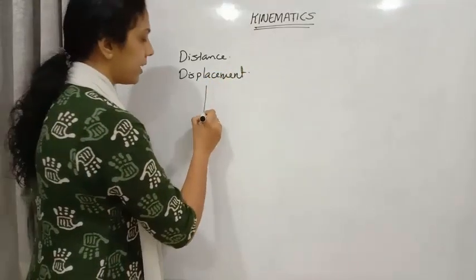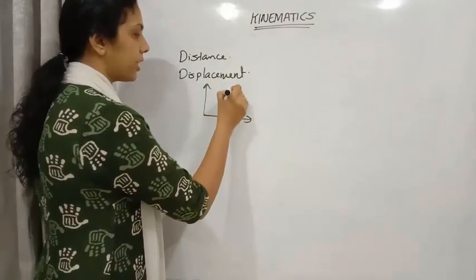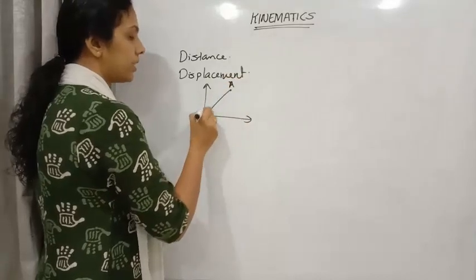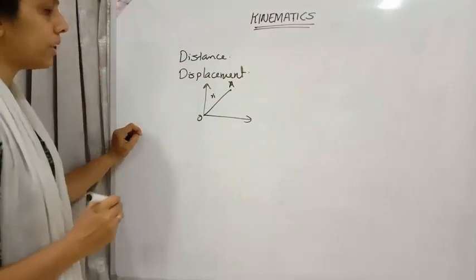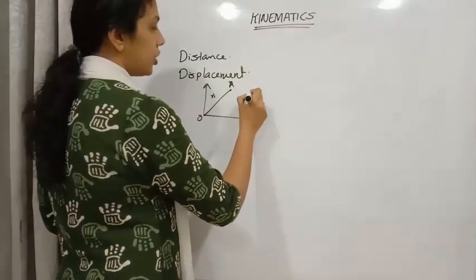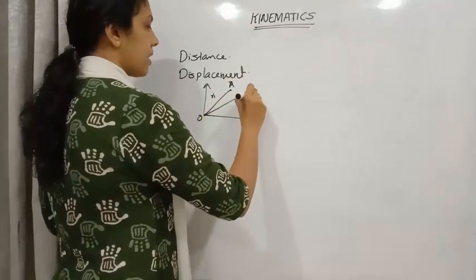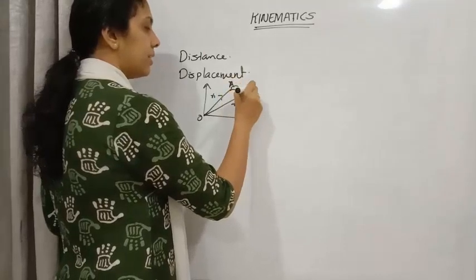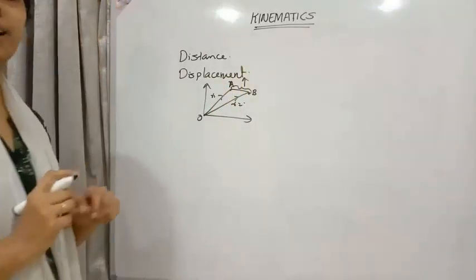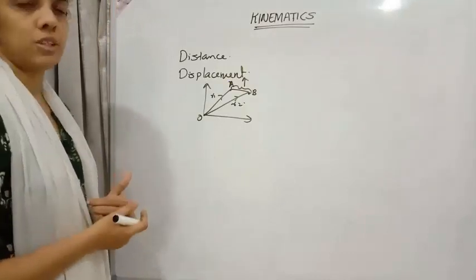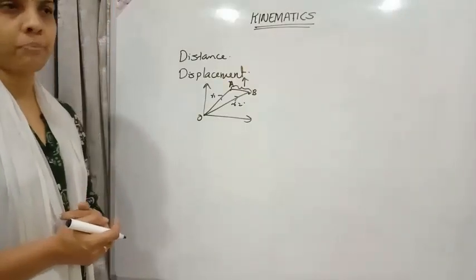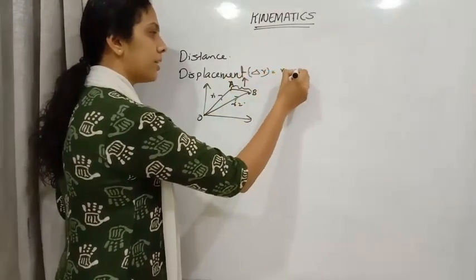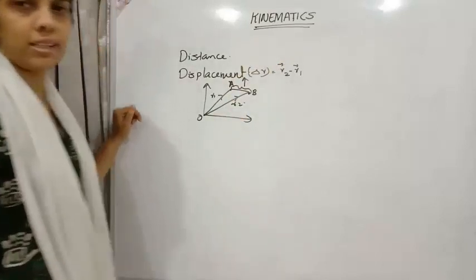If I am considering an object placed at the point A, from the origin it is at a distance R1. Then it reaches the point B, which is at a distance R2. Then this AB will be the displacement, final R2 minus R1. Final position minus initial position will be the displacement of the particle. That is delta R, or R2 minus R1.